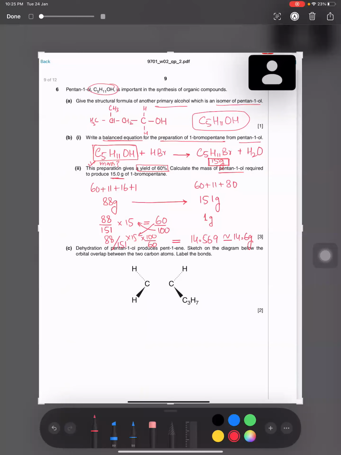Then in the next one, you can see that the dehydration of pentan-1-ol produces pent-1-ene. Sketch on the diagram below the orbital overlap between the 2 carbon atoms. So first of all, we know that they have a carbon-carbon single bond, which is a sigma bond. And if you talk about the pi bond over there, it always forms from over here like this. The p electron is free for both of the carbons, so they will start sharing electrons like this. So this will be the pi bond formed over there, right? So you can draw pi bond over here.